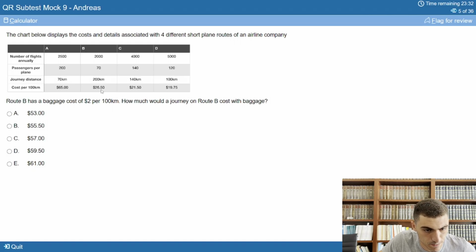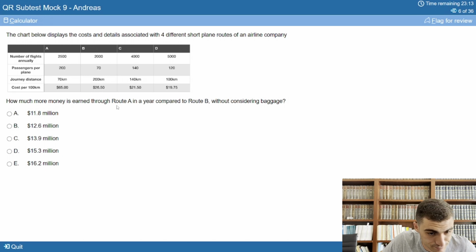So it's 26.5 times 2, because it's 200 kilometers and this is per 100, and then we add, so it's again per 100, so we need 2 times the $2, so it's 53 times 53 plus 4 is 57, so 5 is C. How much money?